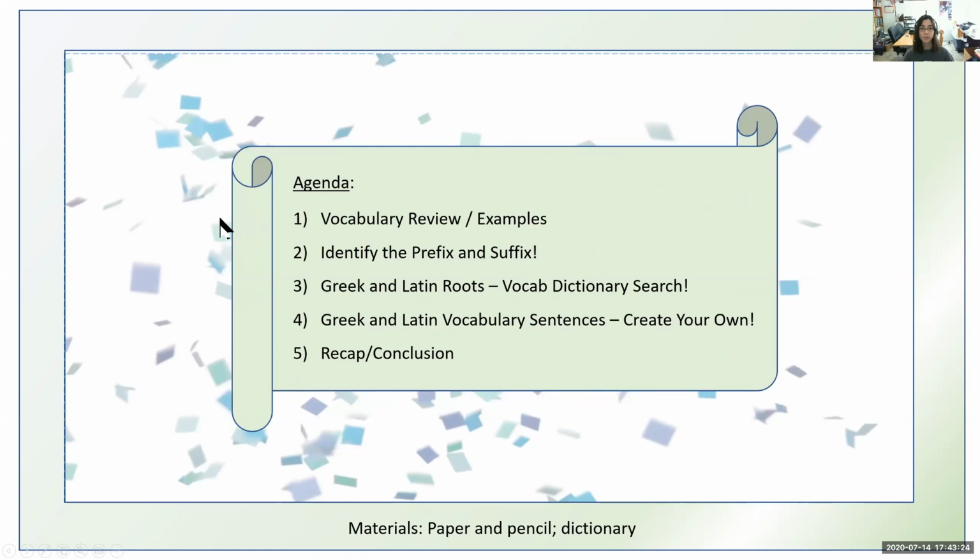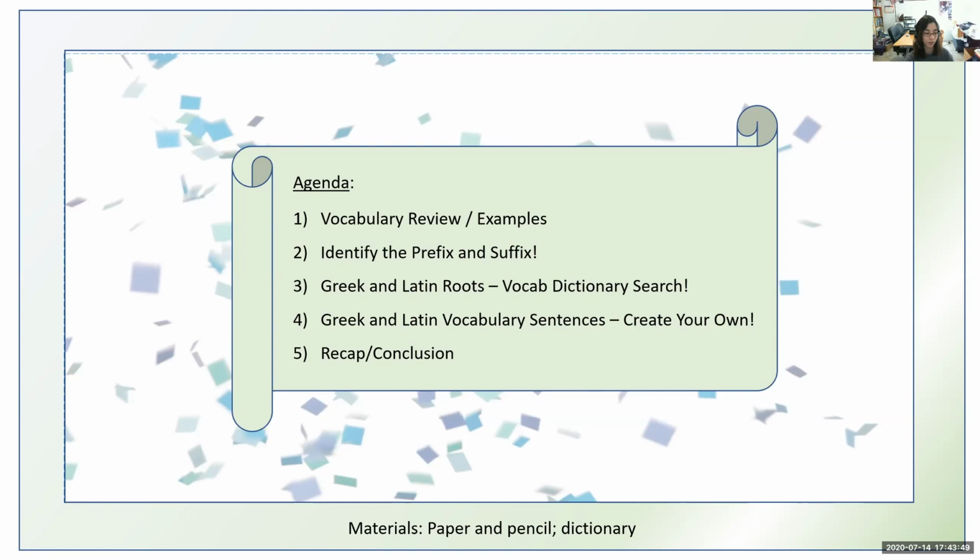Okay, so for today's agenda, we will be reviewing some vocabulary and going over some examples. After that, we will be identifying prefixes versus suffixes. Then we'll be having a vocabulary dictionary search with Greek and Latin roots. And then we'll be able to create our own Greek and Latin vocabulary sentences. And finally, we will recap and conclude the lesson.